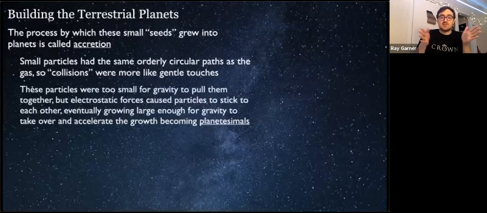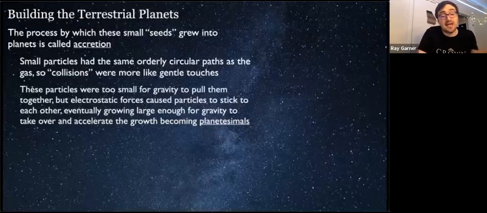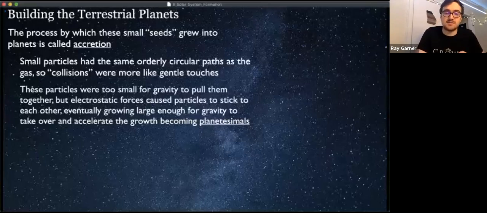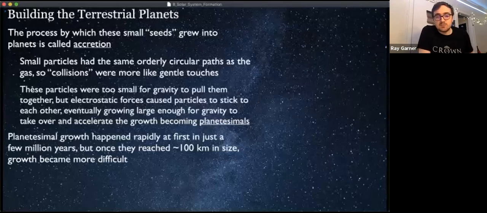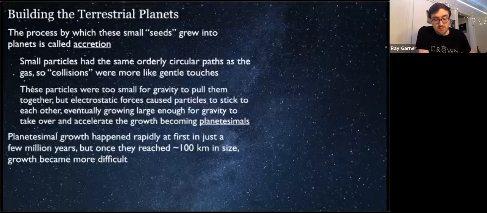Static electricity would cause the particles to stick together, eventually growing large enough for gravity to take over and then accelerate that growth, making these small seeds become planetesimals. Not planets yet, but something smaller, planetesimals. This planetesimal growth happened very rapidly in the first few million years.